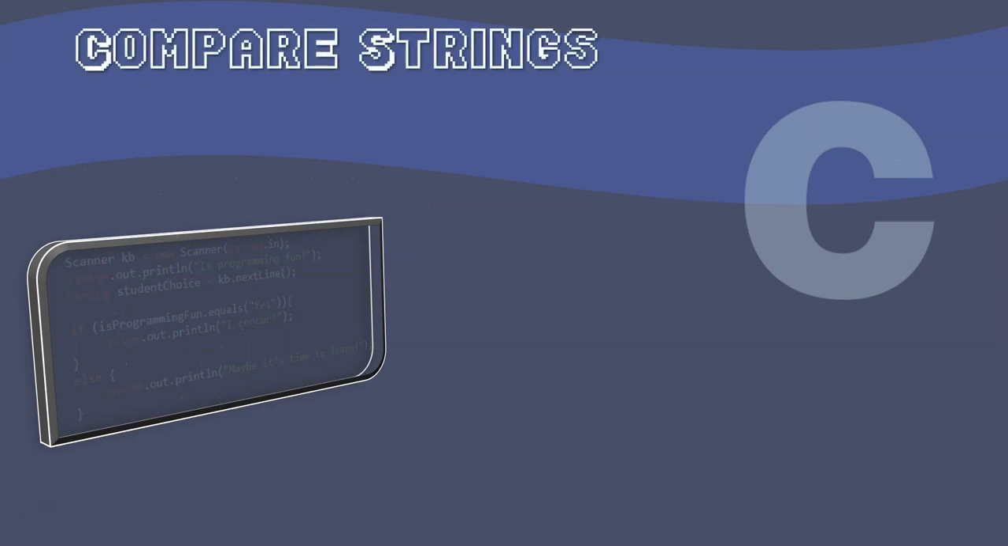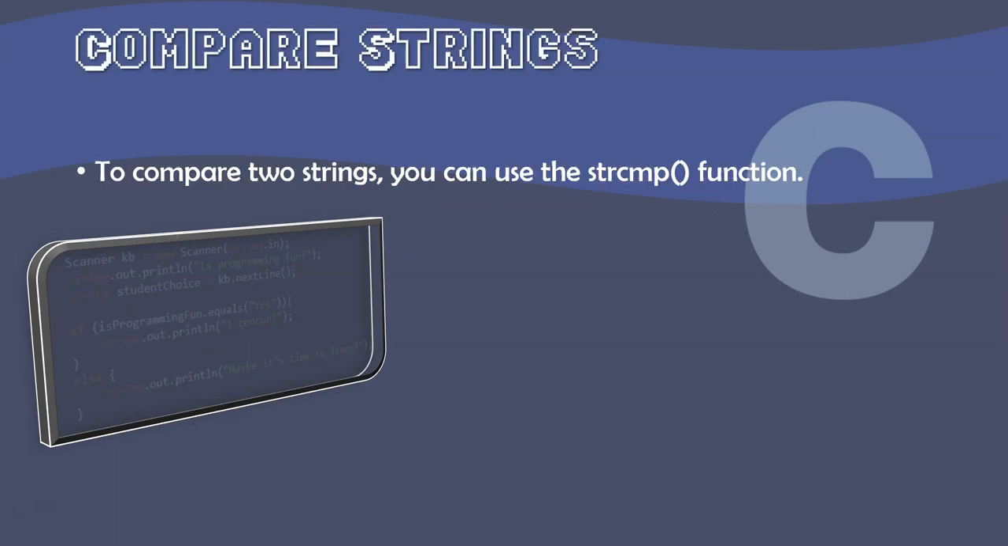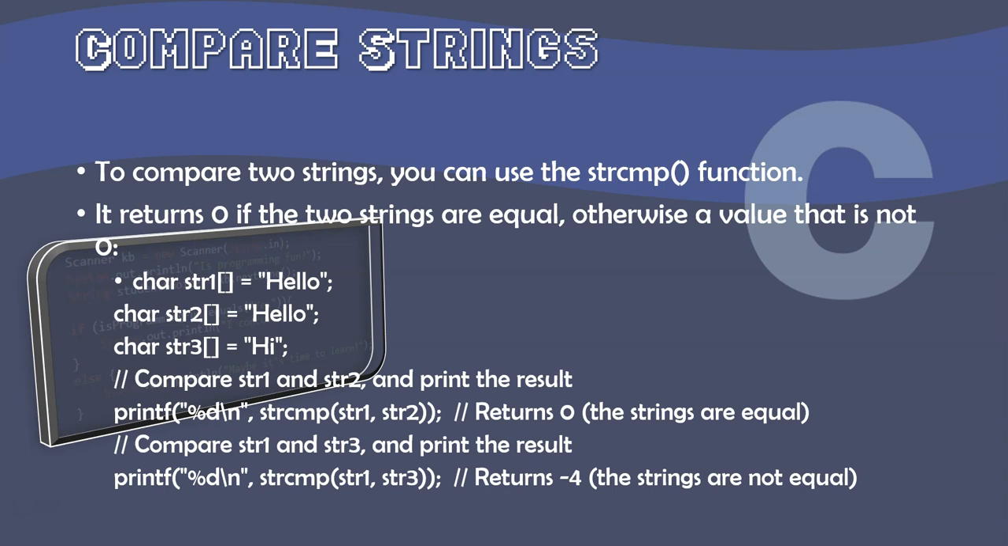And then, of course, we can compare strings. Comparing strings is great to use to see, for example, if things are in a certain order. So we can use the strcmp function. This is going to be pretty simple. It's going to return 0 if the two strings are equal. Otherwise, it's going to return us a value that is not 0.